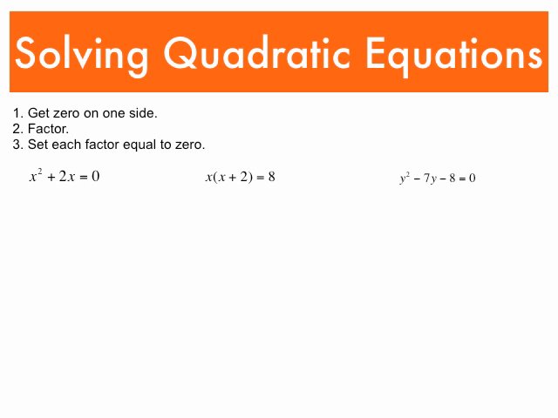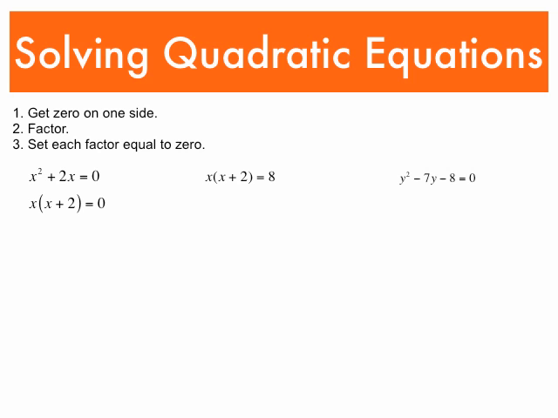So for x squared plus 2x equals 0. Okay, I've only got two terms there. I do have a greatest common factor. The greatest common factor is x. So I factor that out. Now I just have two things multiplied together. Thing 1 is x. Thing 2 is x plus 2.